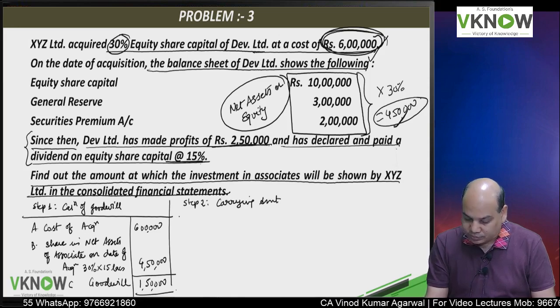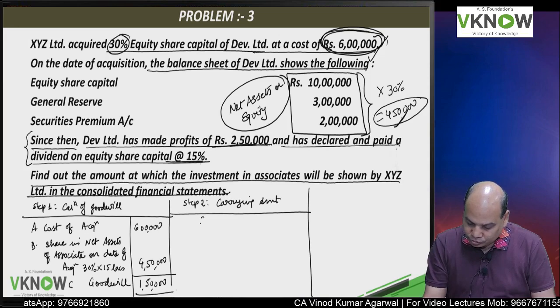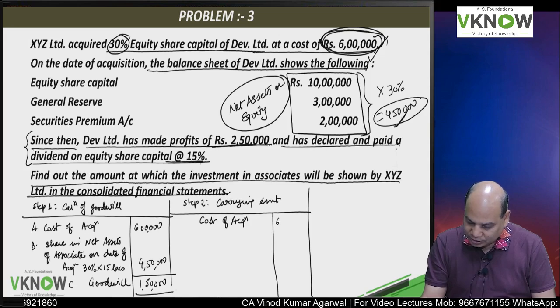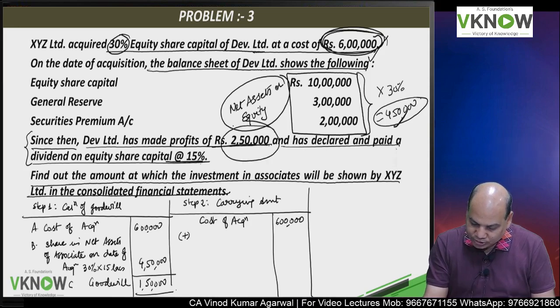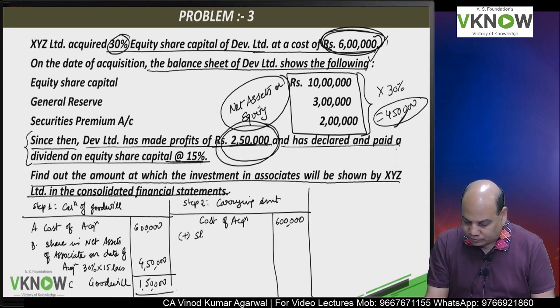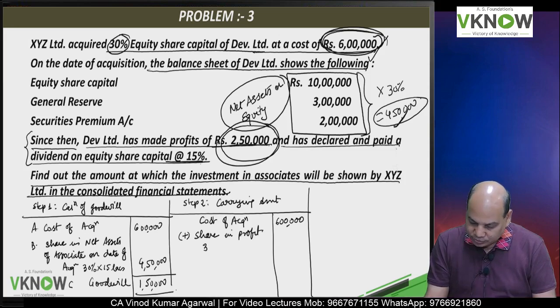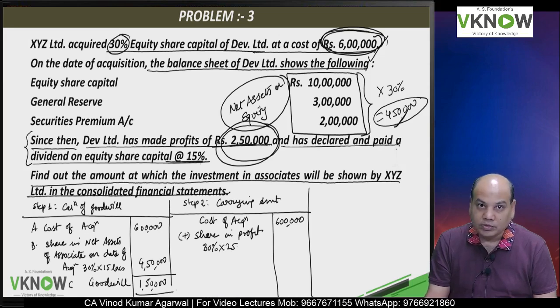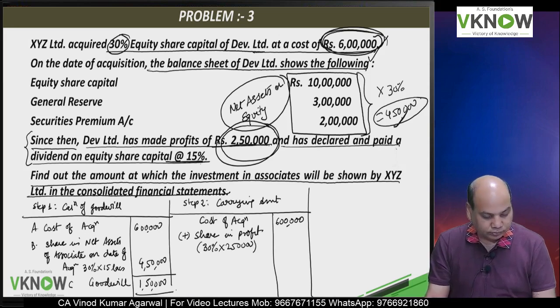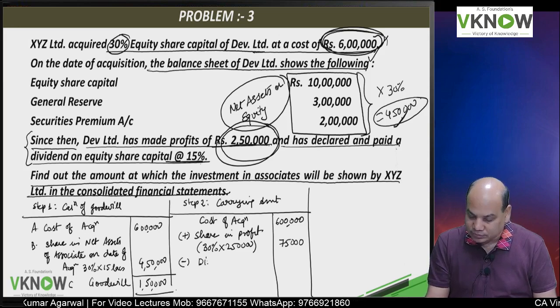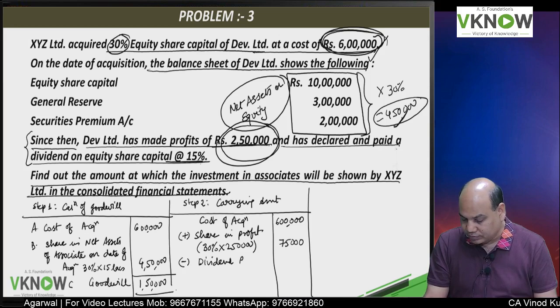Carrying amount at the end of the year. So you have cost of acquisition 6 lakh. Then this associate has made a profit of 2,50,000. Add share in profit of associate. You have 30% holding into 2,50,000. That will be equal to 75,000, and minus you have received dividend.